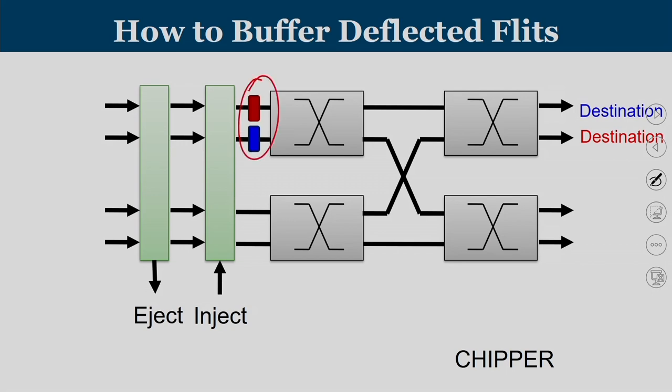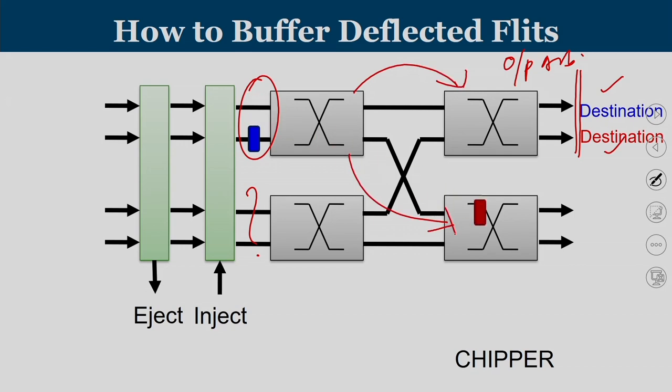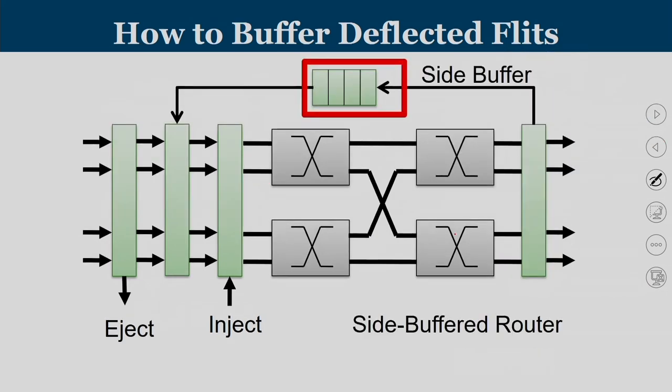You have two flits, there are no flits in the other two ports, and the destinations of this blue and red are connected to the same output arbiter. This is called the output arbiter. But because of the structural connection, only one of them will be permitted to this arbiter, and the second one has to be given to the other arbiter. So, this leads to an unnecessary deflection. Let us say the red is coming down here and the blue is going down there, and unnecessarily the red flit is going to be deflected.